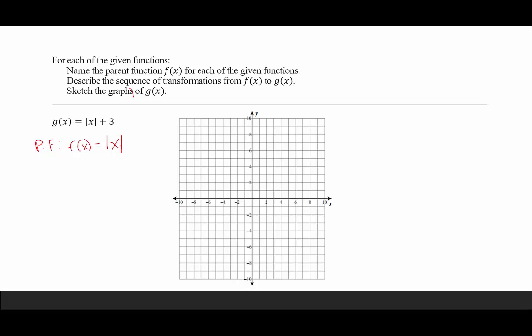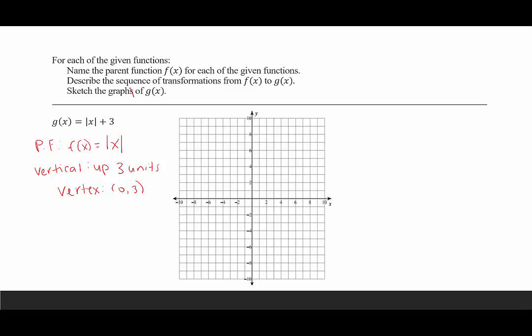Now, what happened from f of x that's going to get us to g of x? Well, it looks like we moved the graph up 3 units. There was a vertical transformation where our graph is going to be up 3 units. So what this means is that, remember that parent function that started at (0, 0)? Our vertex now on this graph is going to be up 3 units from (0, 0), which would be at (0, 3). That vertical shift is the only transformation. That's the only difference between our parent function and this function g.